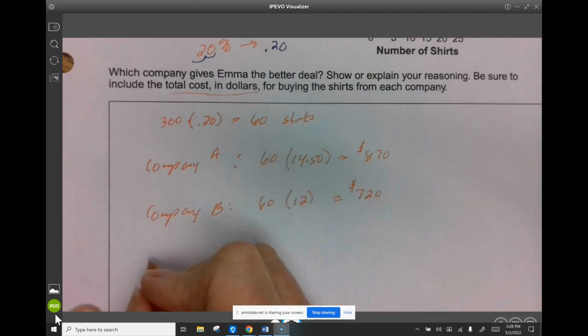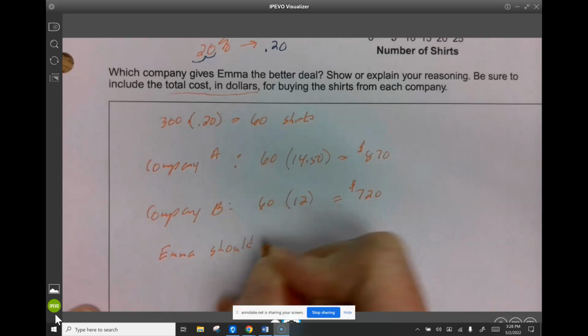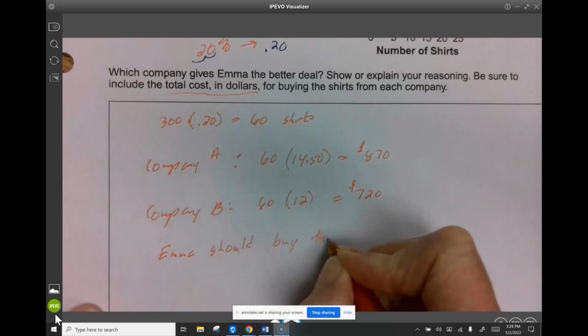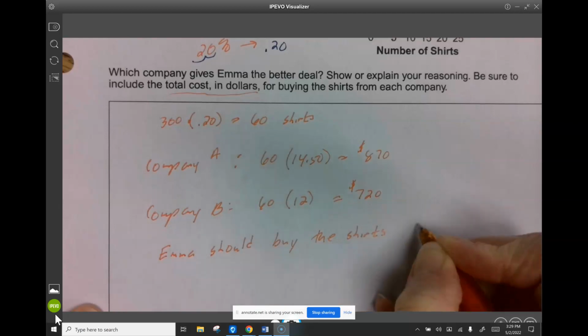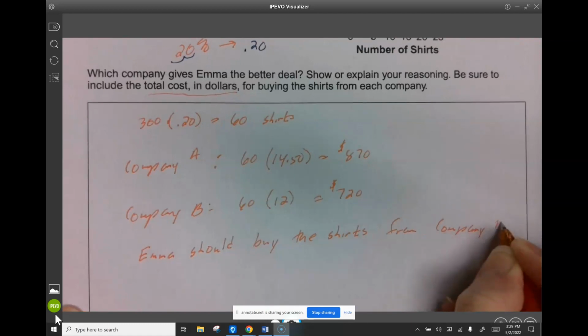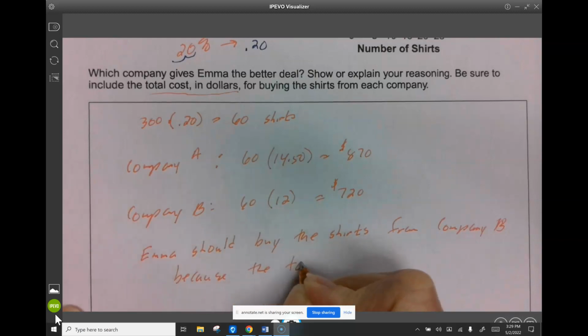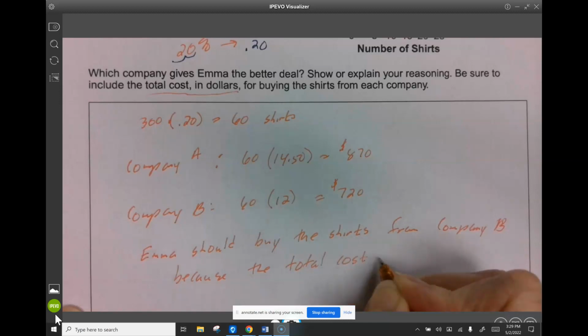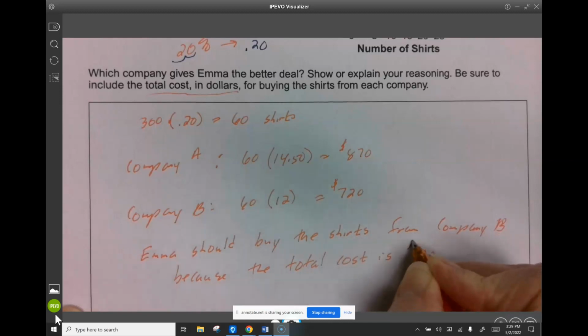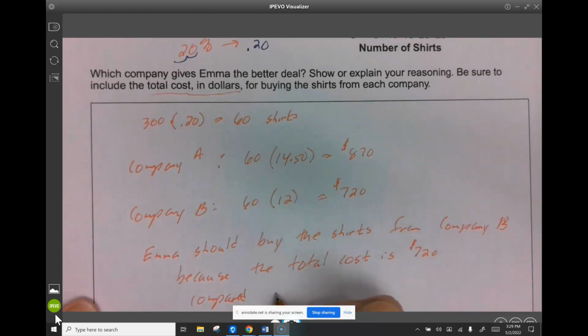So we say, Emma should, and you can say this lots of different ways, Emma should buy the shirts from Company B because the total cost is $720 compared to $870 from Company A.